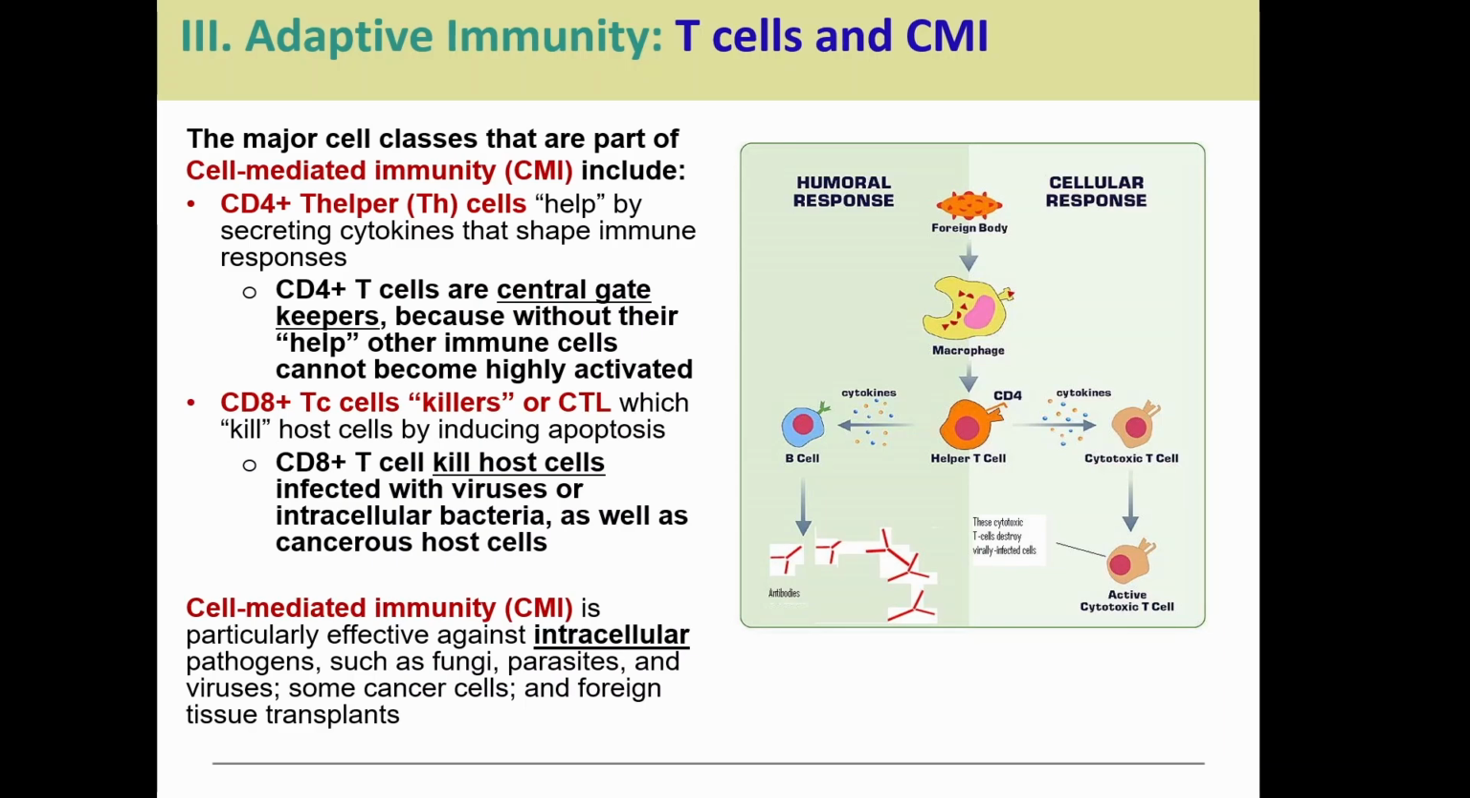Cell-mediated immunity, or CMI, is really effective against intracellular pathogens, basically things that can get into a cell and take over that cell. So fungi, parasites, viruses, cancerous cells, right? It's also what targets tissue transplants, and that's why people who get an organ transplant need to take immunosuppressive drugs. It's because these cells are going to be triggered against it.